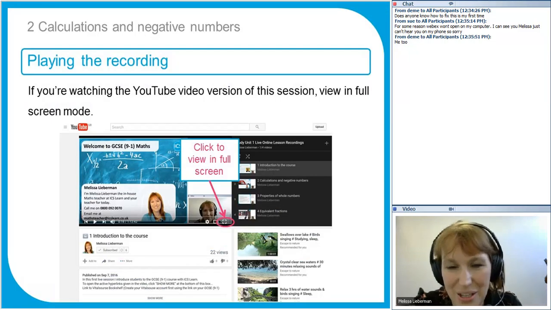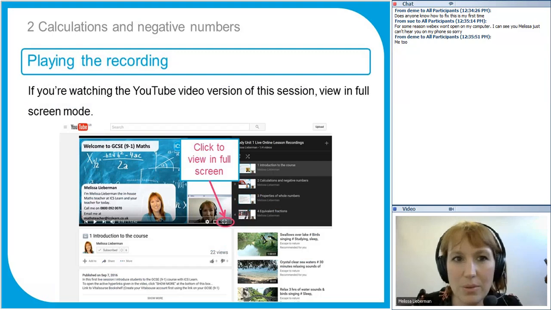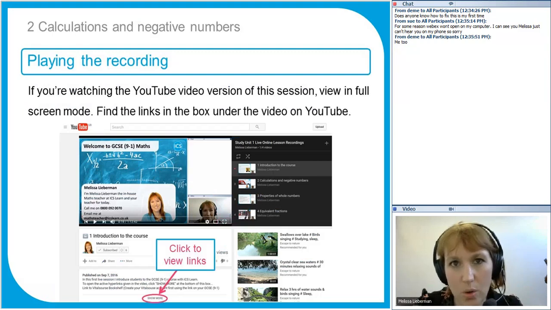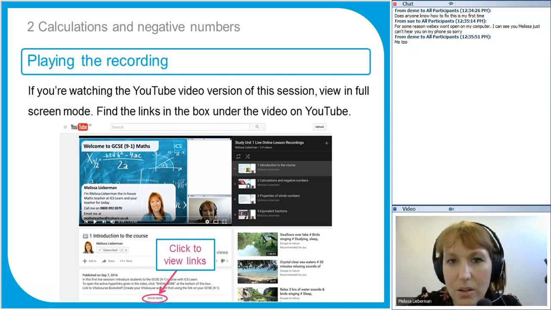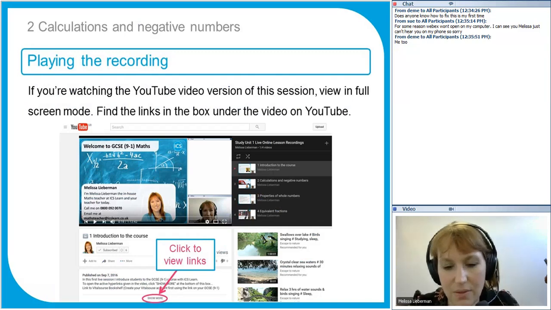I'll just go through this very quickly. If you're watching the YouTube version of this, can I just ask you to view this in full screen mode? That way you'll be able to see all the little numbers as you go through. All of the links that I'm pasting in this chat box as I go through will be pasted into the box underneath the YouTube video. So make sure you're watching it in YouTube, click on the show more box underneath, and that will be all of the links that I give out during the session.